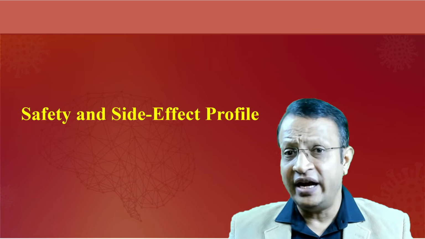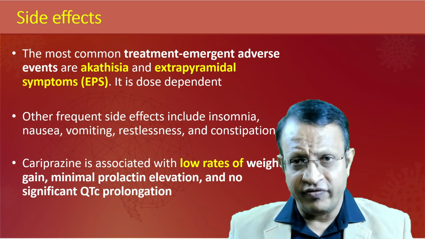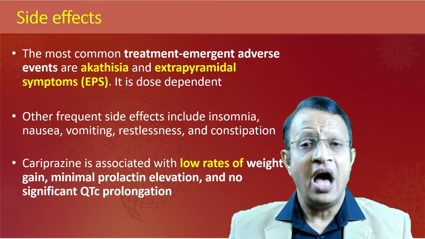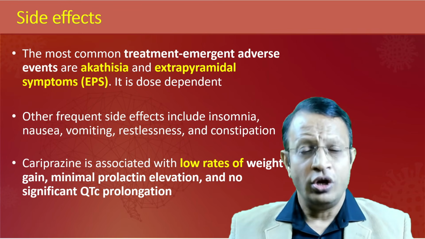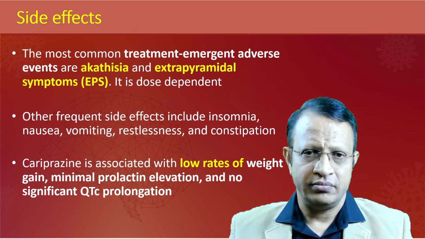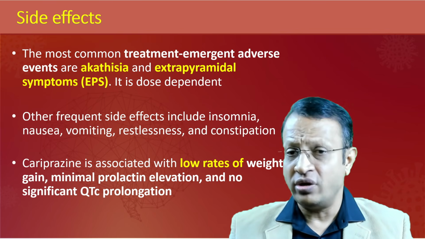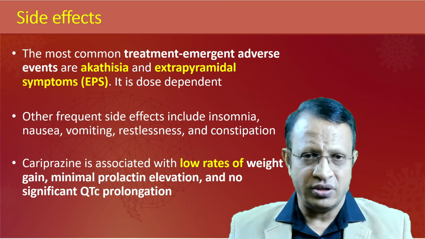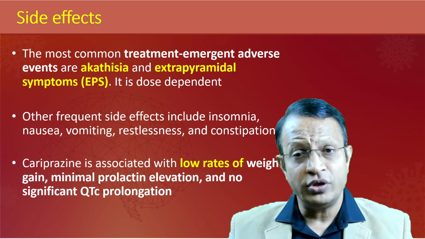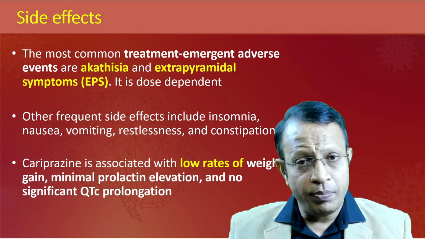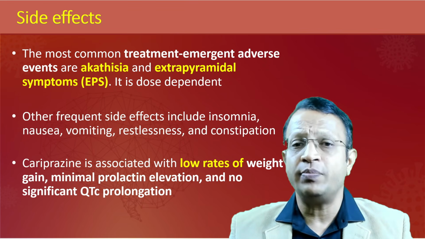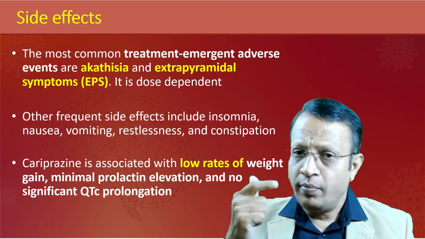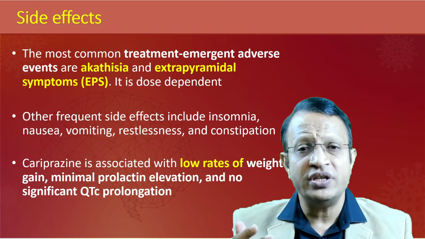What about the safety and side effect profile, my dear friend? The most common side effect of cariprazine is akathisia and extrapyramidal symptoms. Both are dose dependent, my dear friends. Other side effects are insomnia, nausea, vomiting, restlessness, and constipation. Although constipation is less because it does not act on muscarinic receptors, that is, anticholinergic side effects are less, still it can cause it. Cariprazine is associated with low rates of weight gain, minimal prolactin elevation, and no significant QTc prolongation. These are the benefits, my dear friend. That means no weight gain, prolactin elevation is very minimal, and no QTc prolongation.